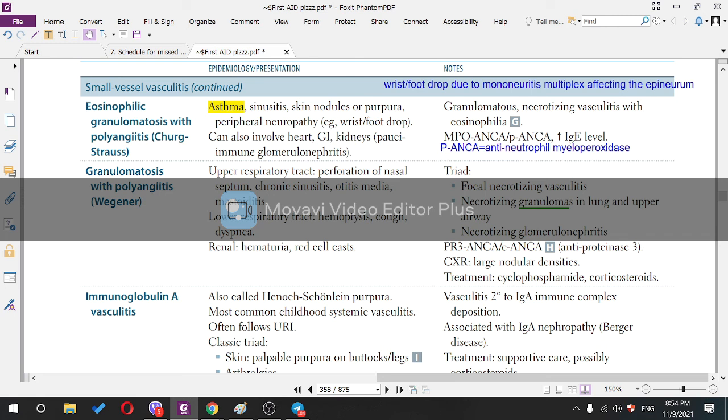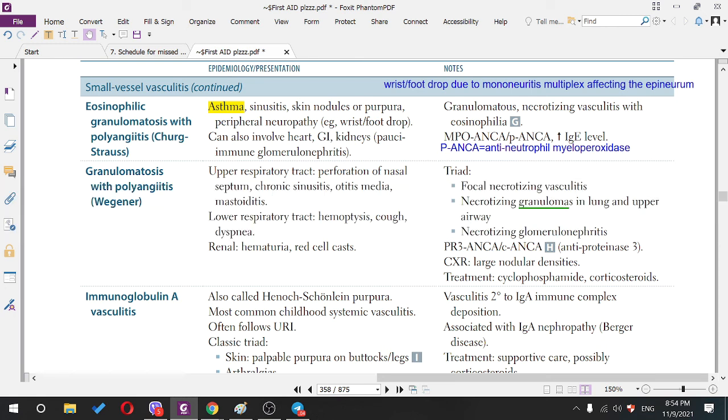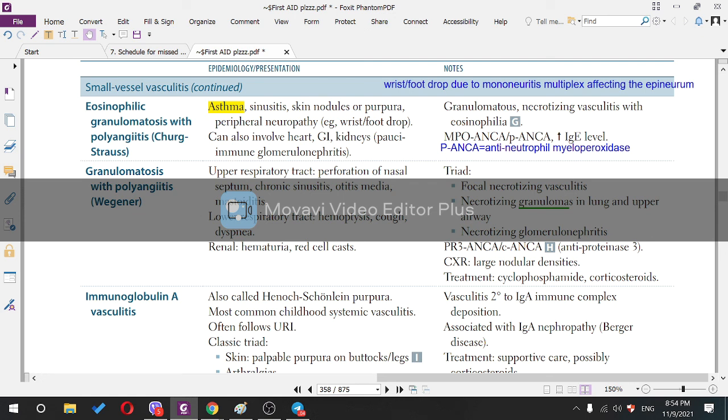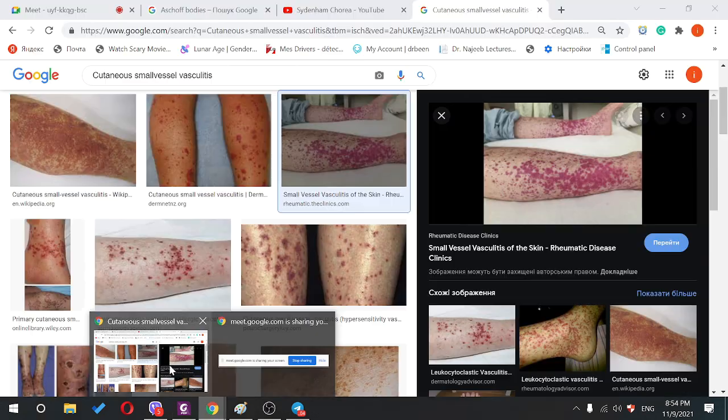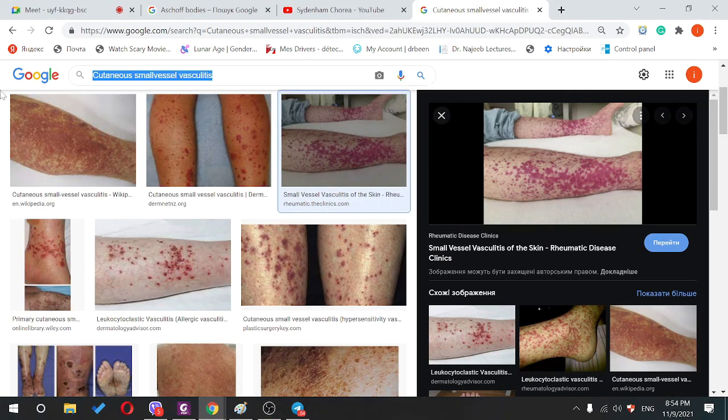Okay, so the next thing you must know is that it can involve the heart, GI, kidneys. But here is the thing: it's pauci-immune glomerulonephritis. You're like, wait, what does pauci-immune mean? It means when you look at it under the fluorescent light, you will see nothing. Pauci. It's transparent. While in contrast with other diseases, it will be granular shaped or linear shaped. Some of you don't have any idea what I'm speaking about.